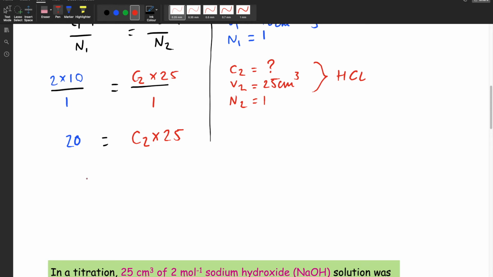So what we want to figure out is, what is C2? Now to figure that out, we need to get rid of this 25. And the only way that you can get rid of this 25 is to divide this side and this side by 25. So C2 would equal 20 divided by 25, which should give us an answer of 0.8 moles per litre.